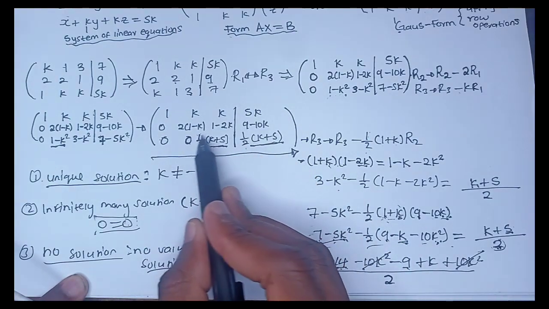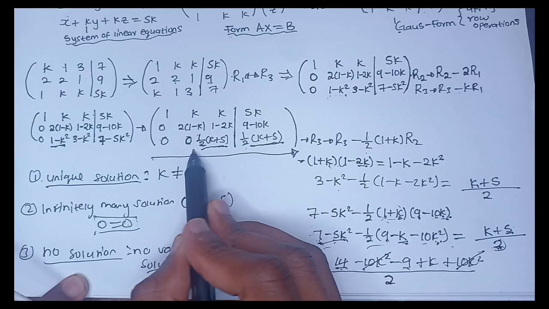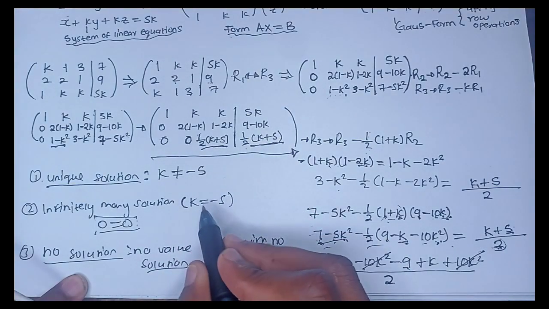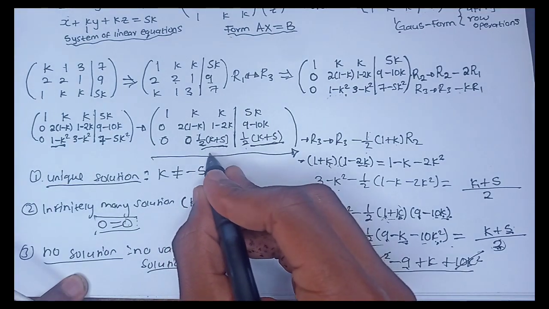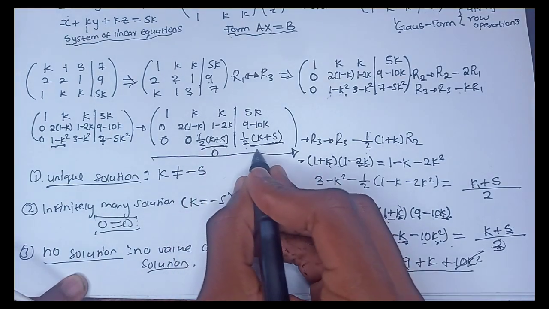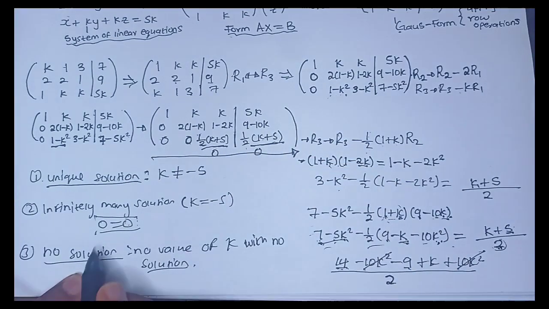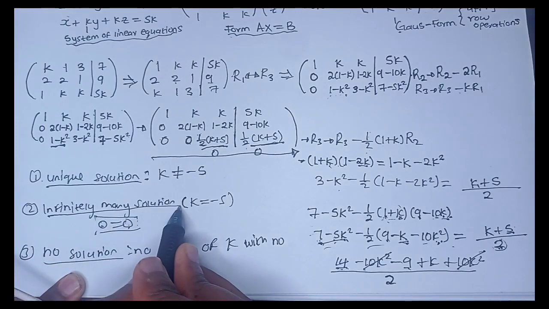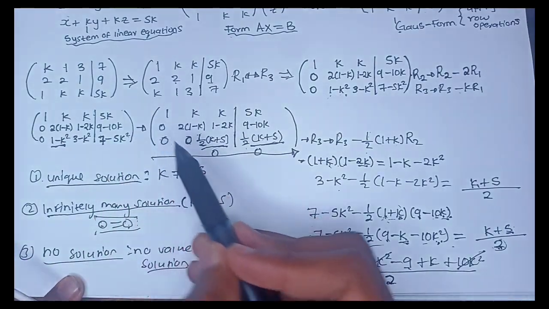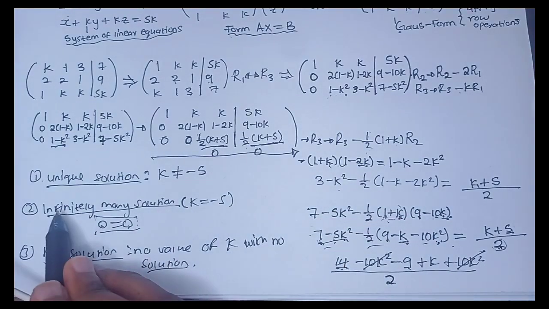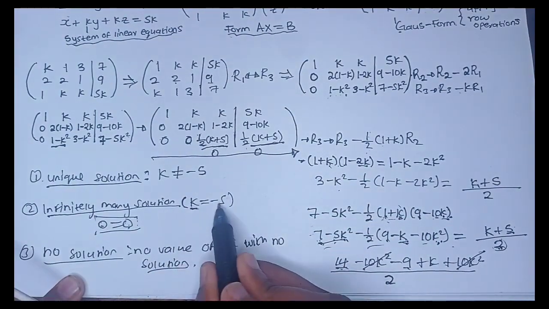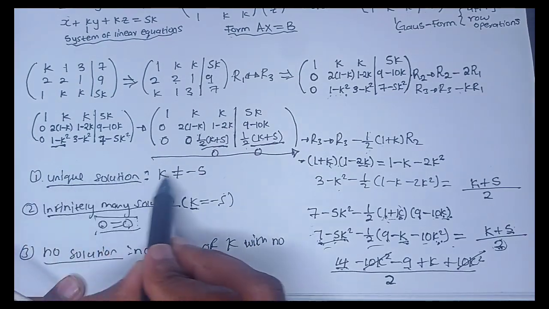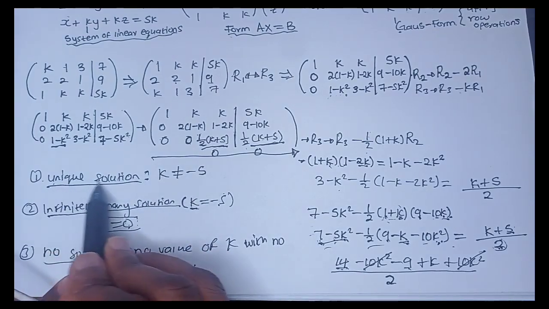Now I can determine what type of solution I am having depending on the value of k. I can see very well that if k is negative 5, this part will be 0 and this part will be 0. And I will be having the form 0 equals 0. So this is for infinitely many solutions. This system of linear equations which I was given will have infinitely many solutions if k is equal to negative 5. But if k is not negative 5, it will have a unique solution.